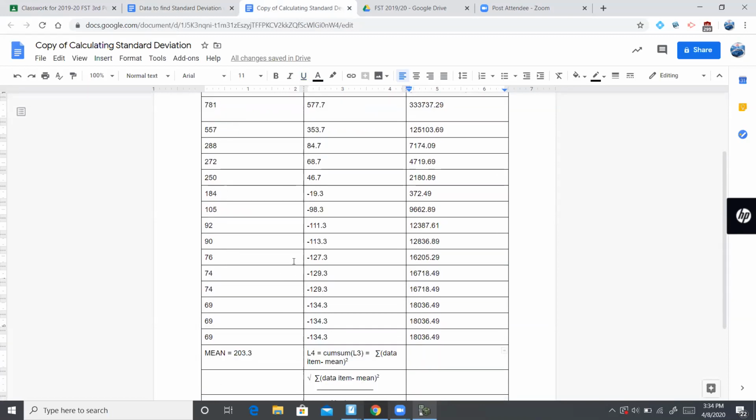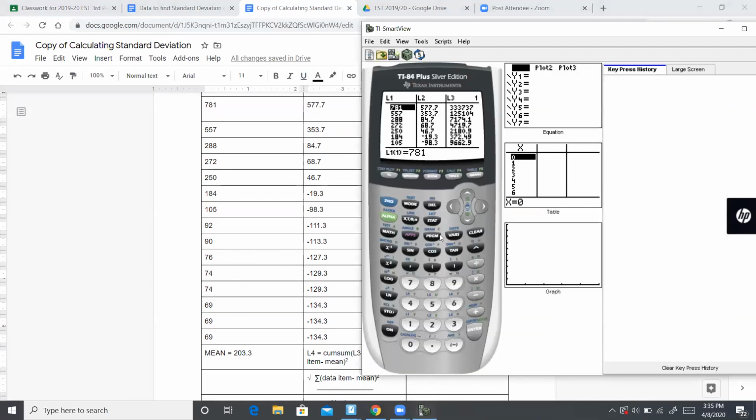Okay. Now the next thing we're going to do is find the mean. Now right away you will see 203.3, but how do we get that? So what you do is you go to your calculator, L1, and you type in all the values from this column into L1. So you will see that I typed all those numbers in, and I want you guys to do the same because you're going to be asked to do this on your own.